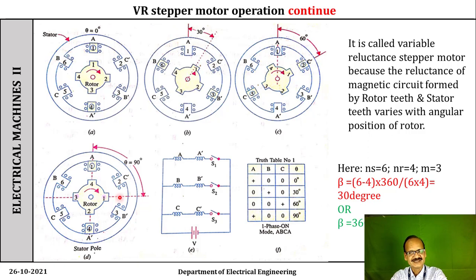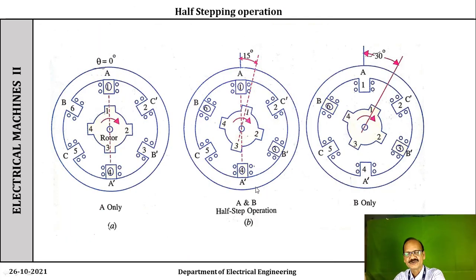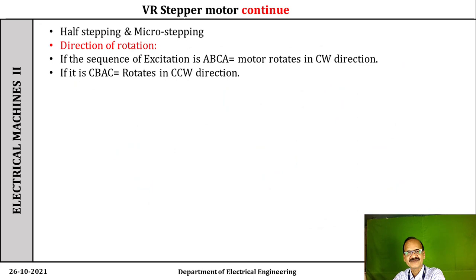So in this way, sequentially, see here, when C dash is excited, meaning S3 is closed, we get 60 degrees. Now A is switched, it gets 90 degrees. So in this way, sequentially, if you switch on A, B, C, A, the rotor will rotate in a forward direction, and if you switch in the order C, B, A, C, the rotor will rotate in a backward direction.